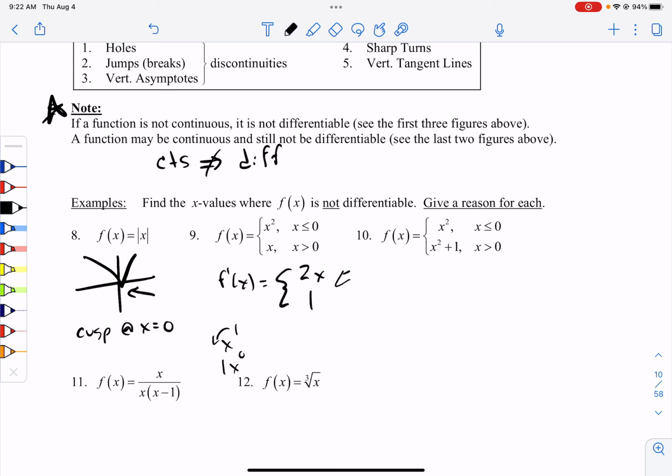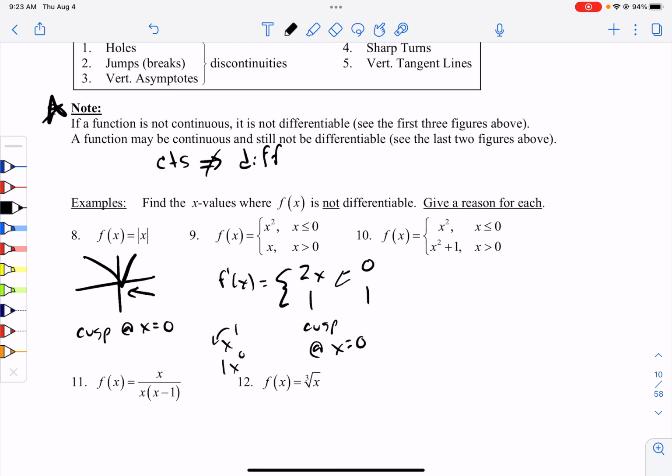So when I plug 0 into 2x, that becomes 0. When I plug 0 into 1, well, I can't, that becomes 1. So what that means is to the left, I have a slope of 0, but to the right, I have a slope of 1. And I guess technically this is actually looking more like this, right? So that point right there is a cusp at x equals 0. So remember to check the derivative at the point and the point.